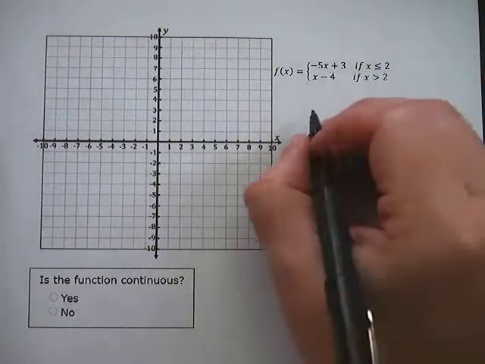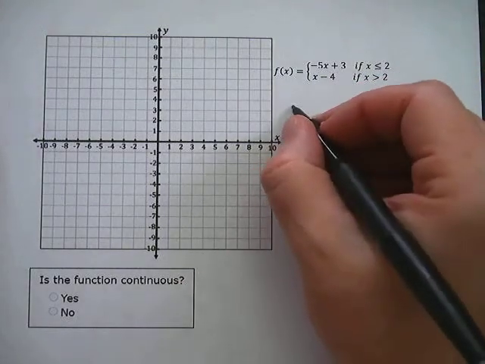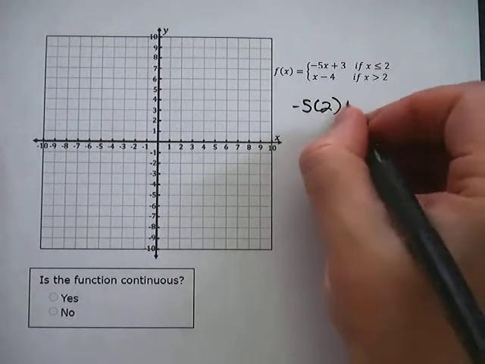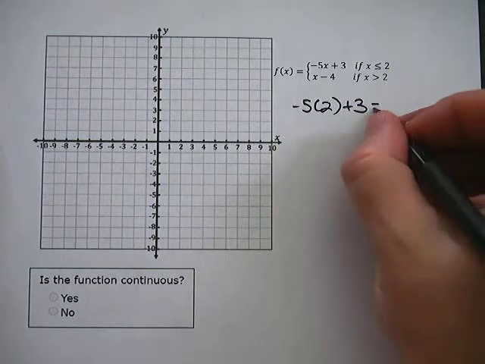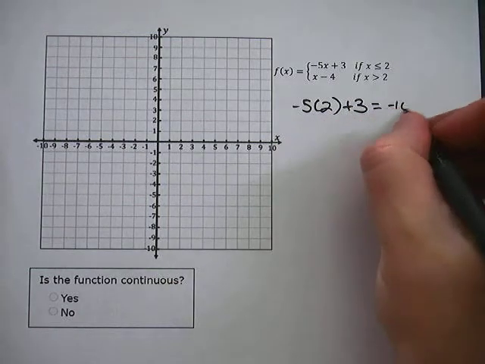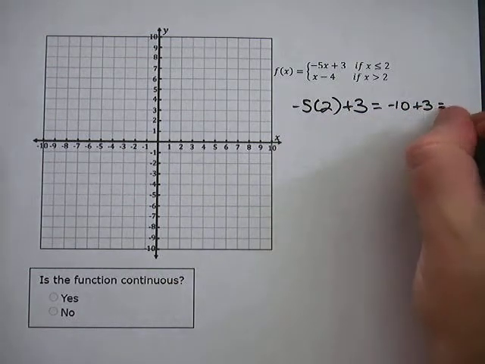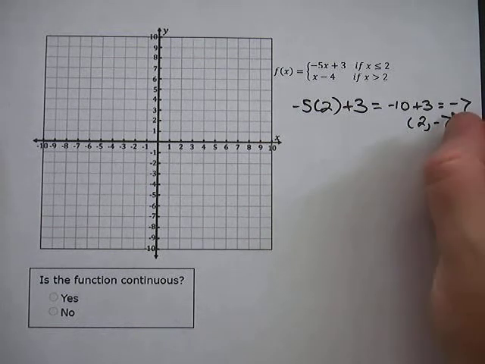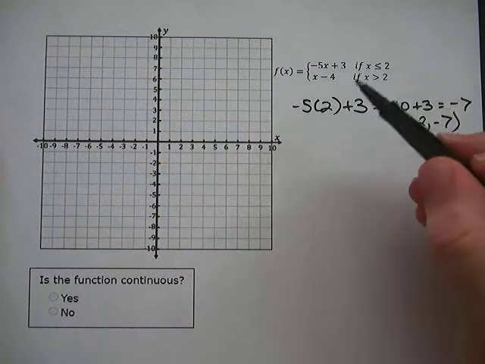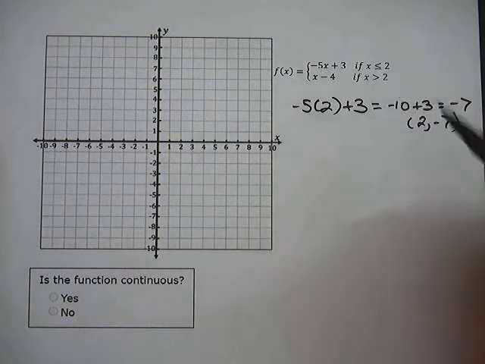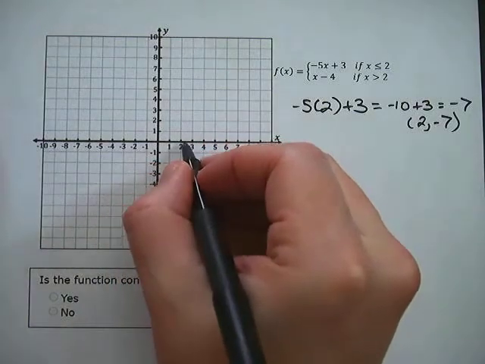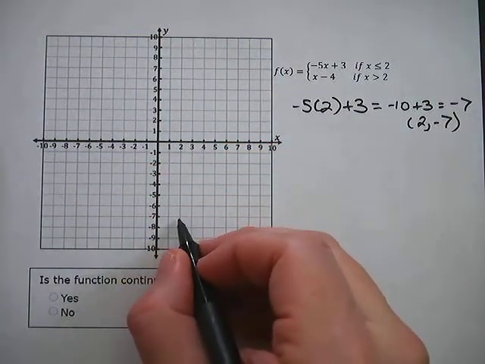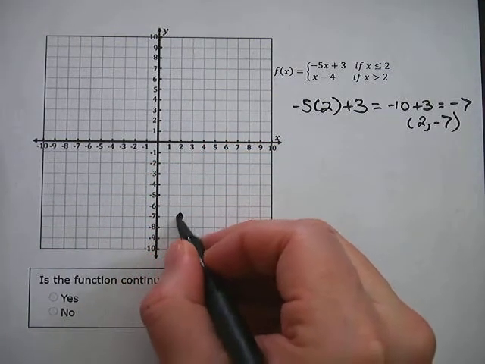Okay, so look at the top one first. If I plug in a 2, negative 5 times 2 plus 3, that is negative 10 plus 3, which is negative 7. So that's the point (2, negative 7). Okay, there is a line underneath here. That means it's equal to. So when I go to this point, I'm going to put a solid dot. So 2 over, and 7 down, and that is here, a solid dot.